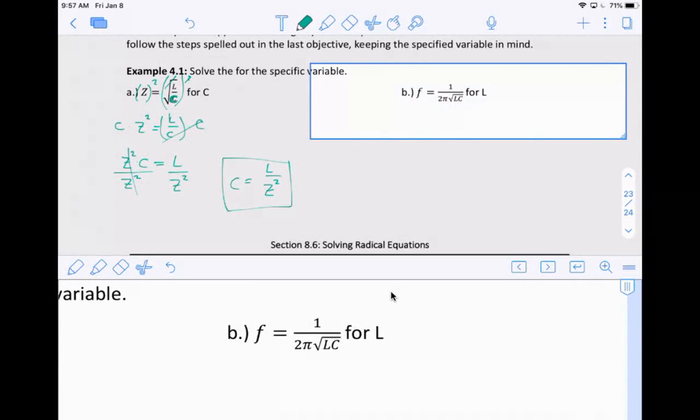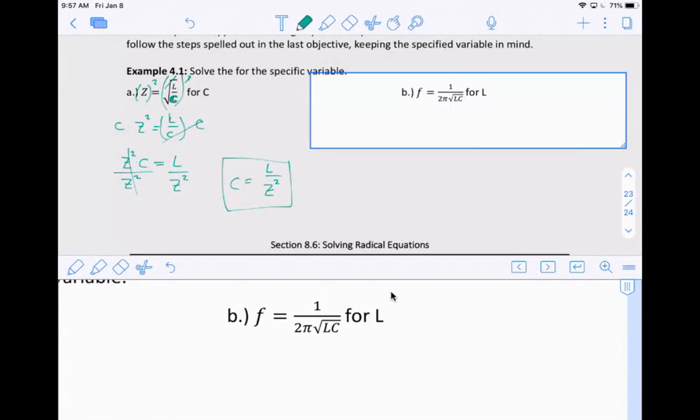So let's do it again. Here I've got f is equal to 1 over 2 pi square root of LC. This is actually the formula for a spring and its frequency, but maybe you don't know that. And that's okay, because the rules of math don't change based on what we're talking about. The sciences bend to math, not the other way around. Math does not bend to anybody. Math is very rigid that way.